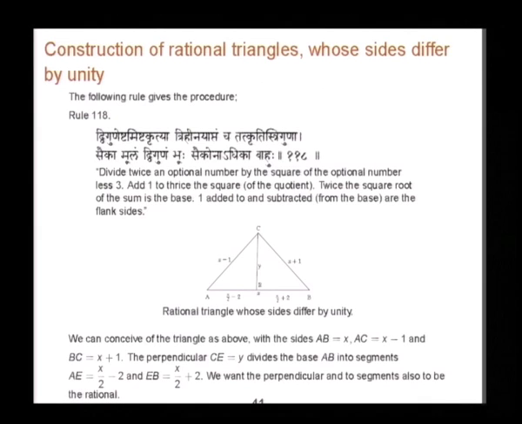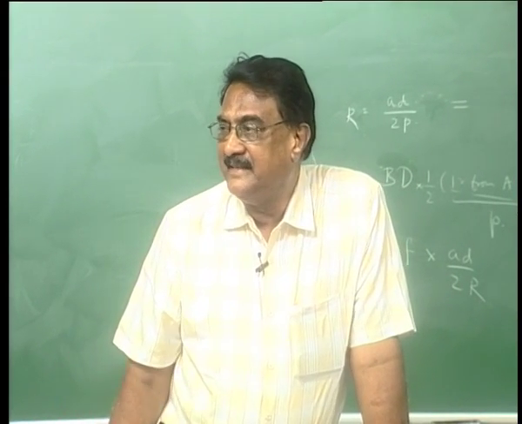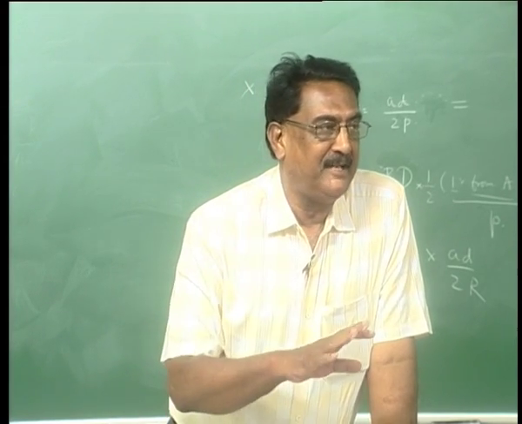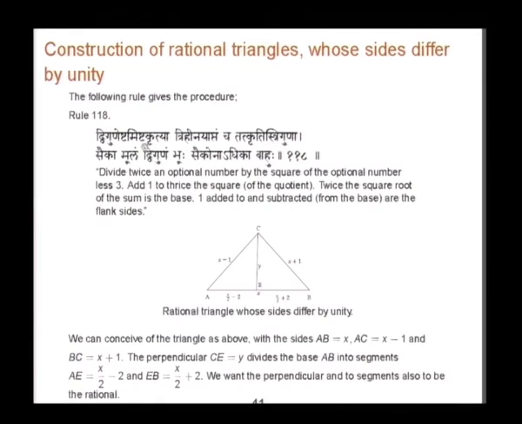So then he gives a very interesting result, construction of rational triangles whose sides differ by unity. So he says that, what we want is a triangle with sides x minus 1, x, x plus 1. Okay. Where all the sides are integral, you can say what is so great, because you can choose any x, and a triangle is determined by three sides, but what he wants is all the perpendicular segments should all be integral. Okay. So that is what he is doing.